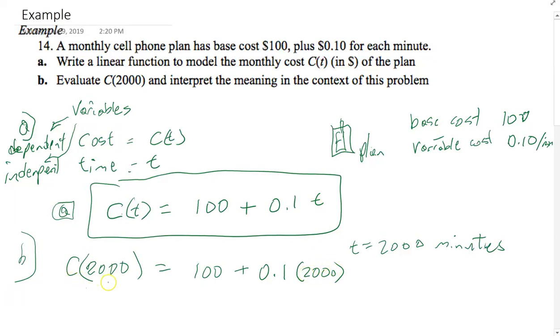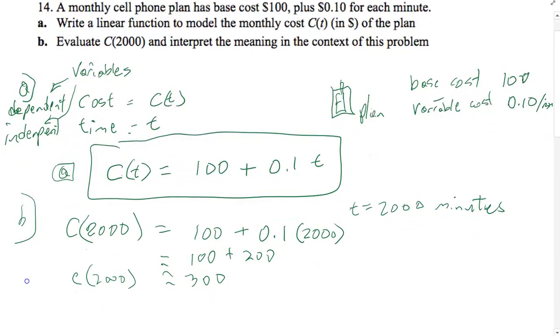Now this C of 2000 does not mean that we multiply C by 2000. But 0.1 parentheses 2000 means that we multiply. So we're not doing any multiplication on the left side, only on the right side. So C of 2000 is equal to 100 plus 0.1 times 2000. That gives us 200, so our answer is 300. So C of 2000 equals 300. Now what does this mean?